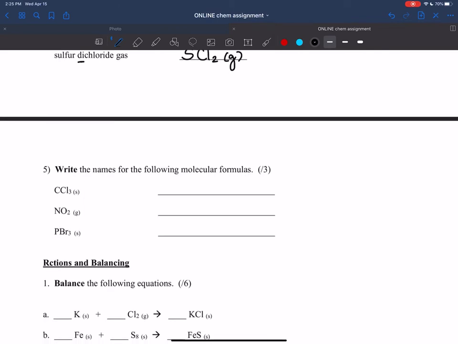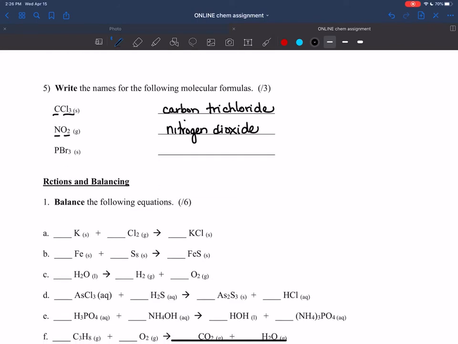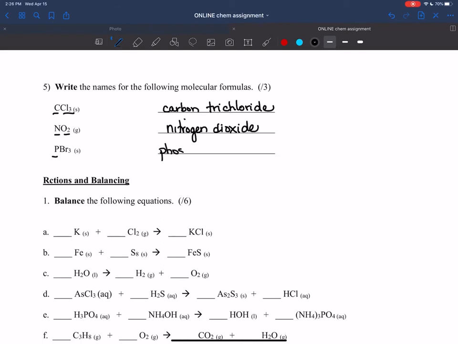Write the names of the following molecular compounds. So I have 1 carbon, so it's carbon. And there's 3 chlorines, so it's trichloride. Here I have nitrogen. And I have 2 oxygens, so dioxide. And here, careful, because a lot of you guys gave me potassium, but that's actually phosphorus. And I have 3 bromines, so tribromide.